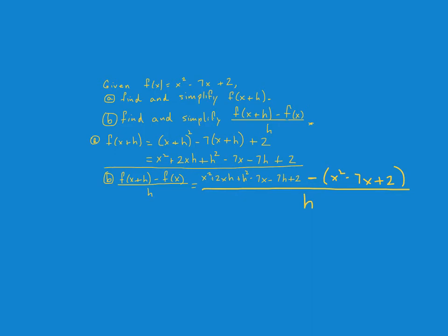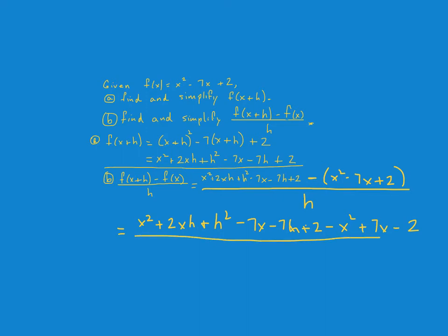So then what we have is x squared plus 2xh plus h squared minus 7x minus 7h plus 2, and then we need to distribute the subtraction through the parentheses. So minus x squared plus 7x minus 2. And that whole fraction bar divided by h.